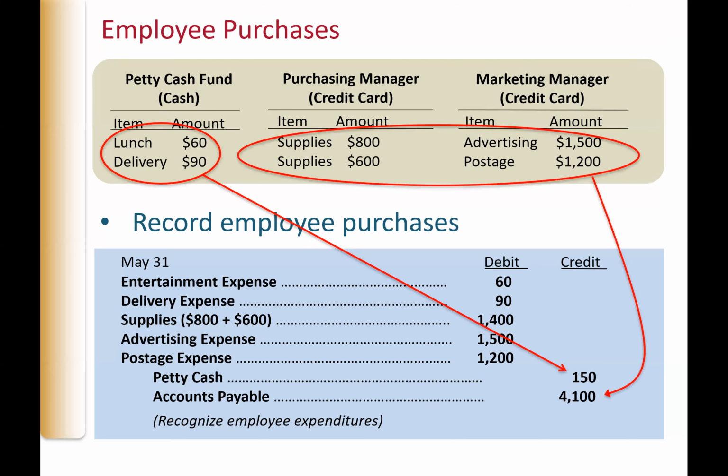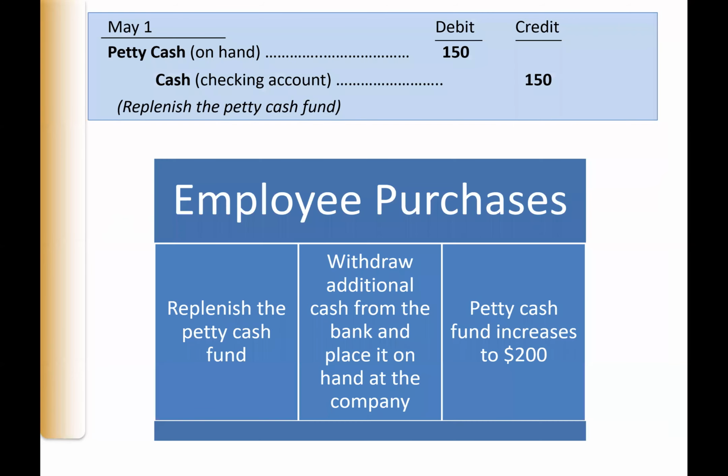Okay. When we replenish it, we will debit our petty cash for 150 and we'll credit cash from the checking account for 150. So we can replenish it to that $200 balance we like to keep.